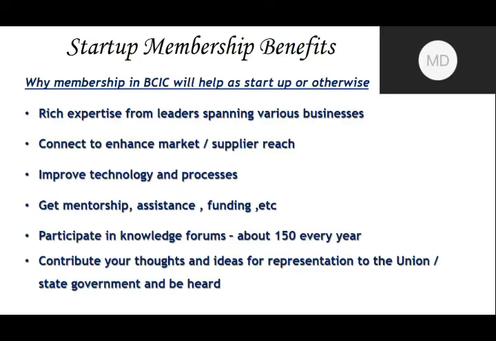At the same time, you can also enhance your market reach and supply reach, because you get connected with a lot of different businesses, being a member of BCIC, being part of our huge membership base. At the same time, you can improve your technology processes and get mentorship for startups. Especially because we have lots of members who are actively investors or into incubation and related support services for startups, you can get all those benefits from BCIC.